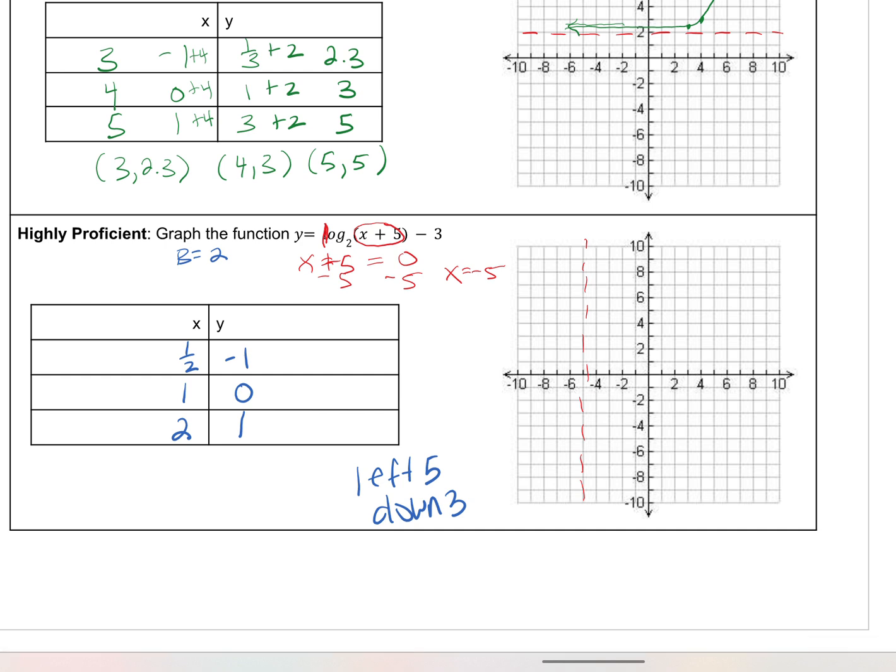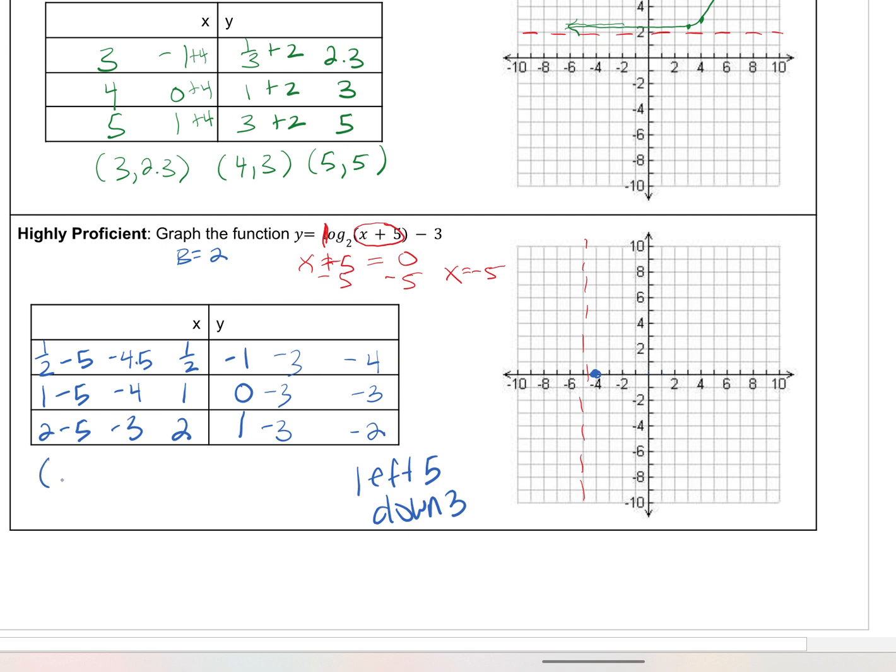But what I have to do is say, well, my normal point was at (1, 0). That's right here. If I move that point left 5, 1, 2, 3, 4, 5, this is our new point. So that can give you an idea of where this is going. But let's do it on our table. So for the down 3, we're going to subtract 3. That gives us -4, -3, and -2. And then for the left 5, we subtract 5. So I'm going to write it like this so you can see it a little bit better. 1/2 minus 5, 1 minus 5, and 2 minus 5. So this gives us -4.5, -4, and -3.